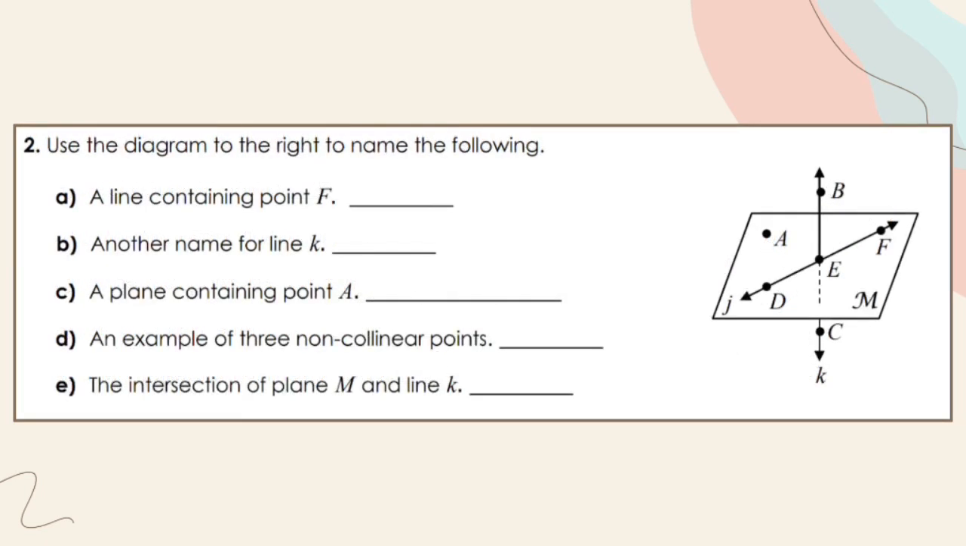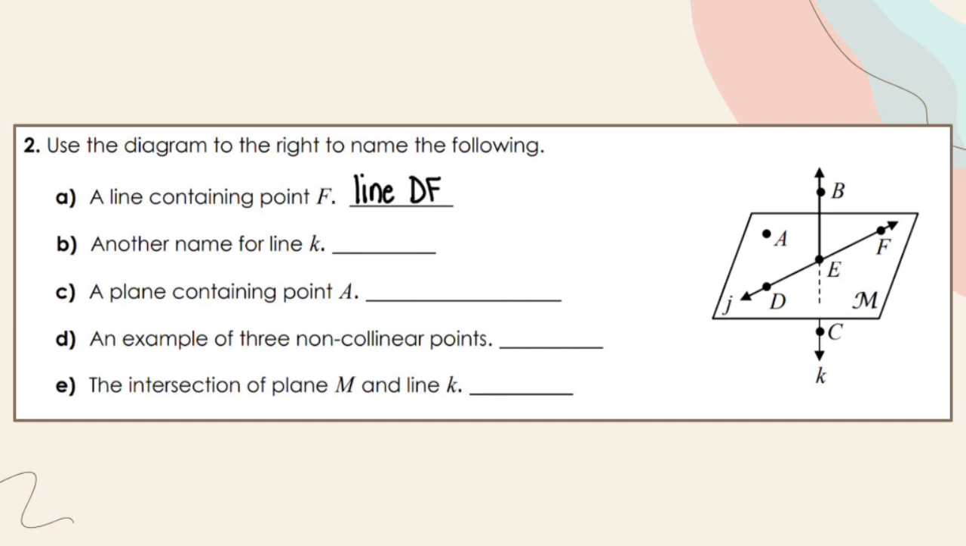All right, number 2, a line containing point F. So here is point F. We can use any of these points, D, E, or F, to name the line, or we can name it with this lowercase j. So I'm going to call it line DF.